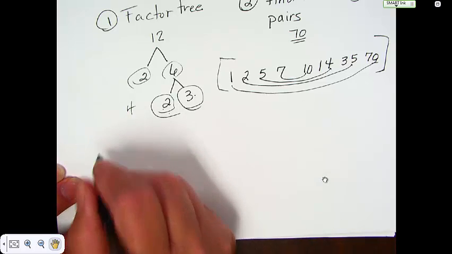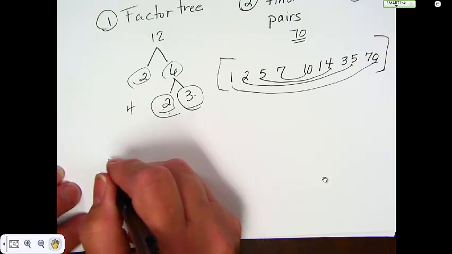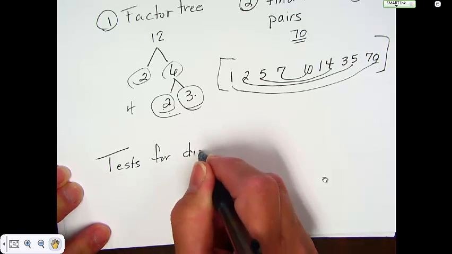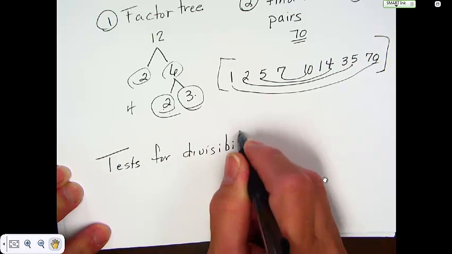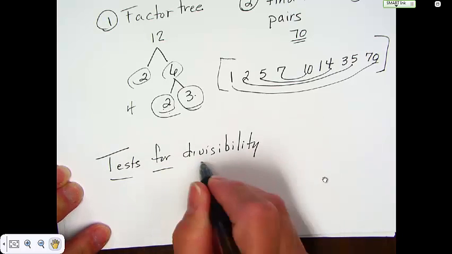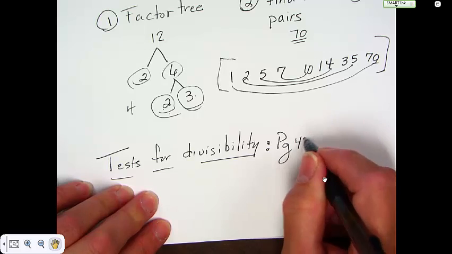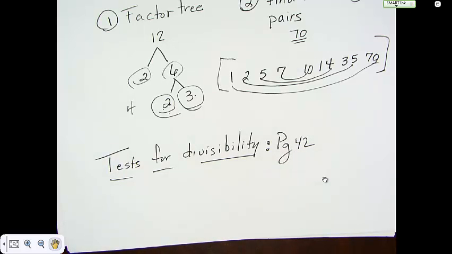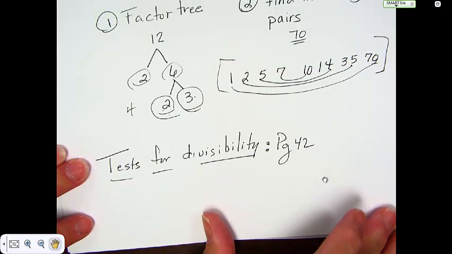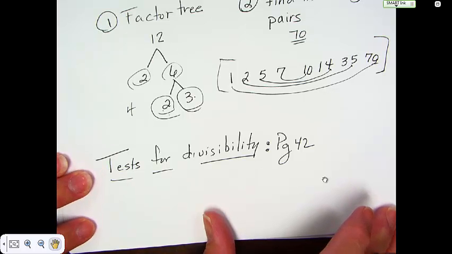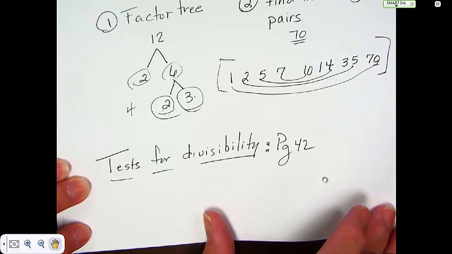Okay? Now, one thing that you guys have to keep in the back of your mind are the tests for divisibility. Okay? And those tests for divisibility are on page 42 of your book. Just go to that page when you have a little time and take a look at it, because those are important when you are looking to find things like the greatest common factor or least common multiple. It's nice to know what those tests for divisibility are.